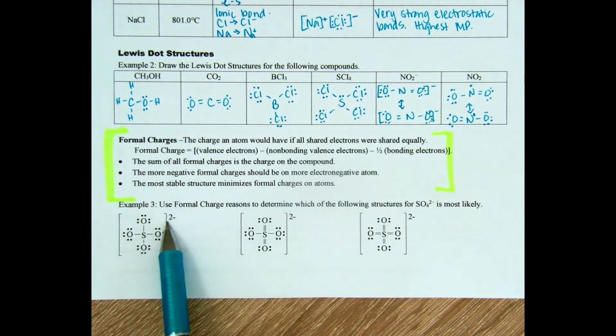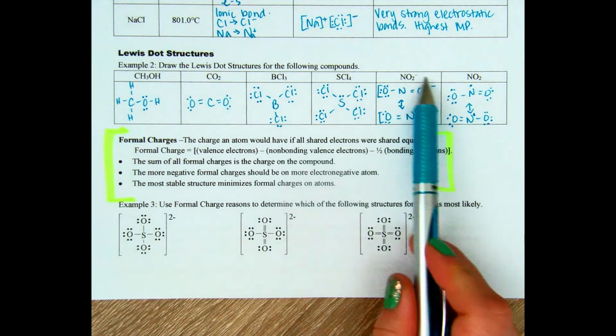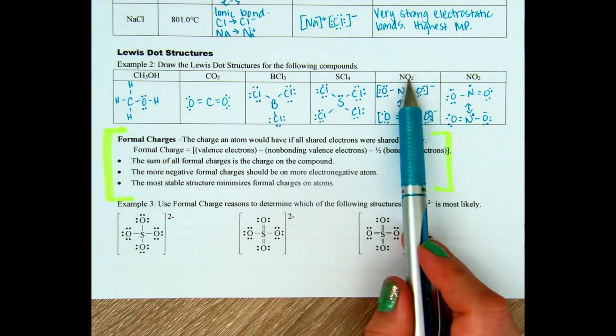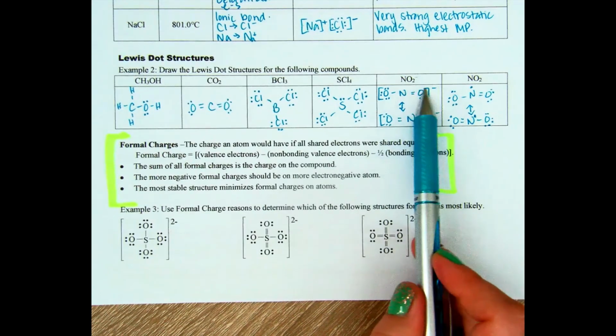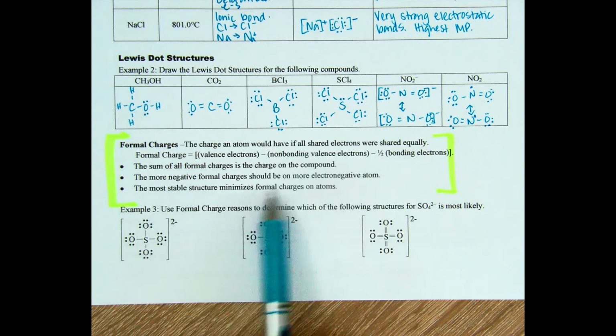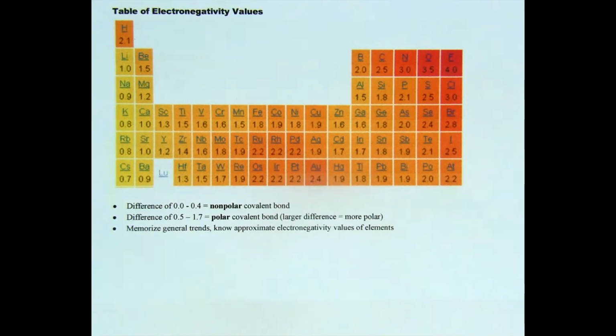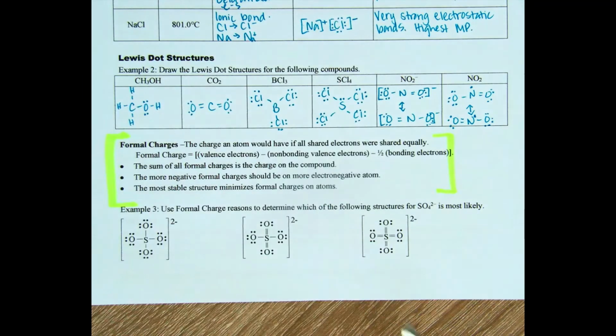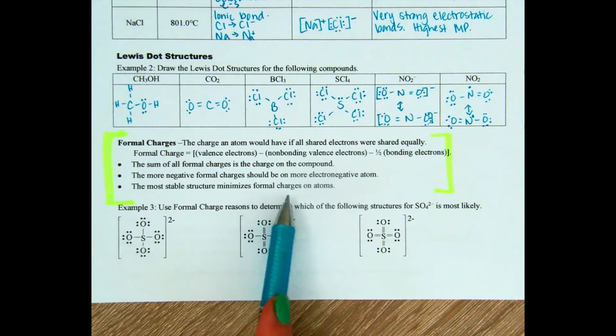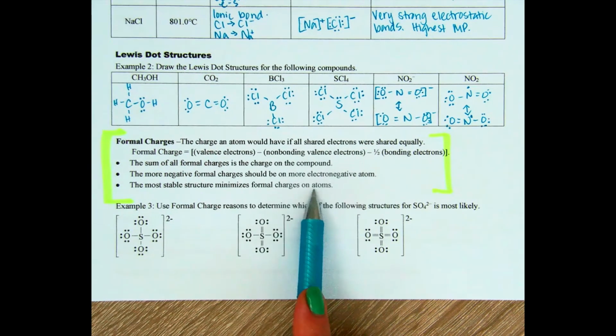So if we have this compound that's -2, the sum of all of our formal charges should add up to -2. If we did the formal charges for NO2 minus over here, all of your formal charges should add up to -1. The more negative formal charges should be on the more electronegative atom. And so we have our table of electronegativity values here. You also have memorized the trends. So we want the more negative numbers on the more electronegative elements like fluorine and not so much on things like cesium. And the more stable structure minimizes the formal charges on atoms. So you want the atoms to have the smallest number of formal charges possible.